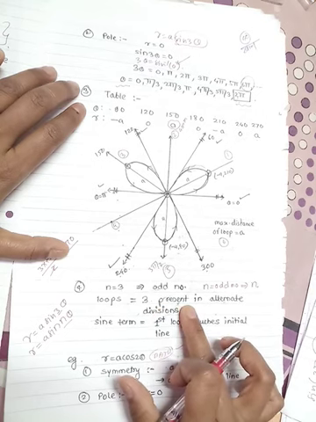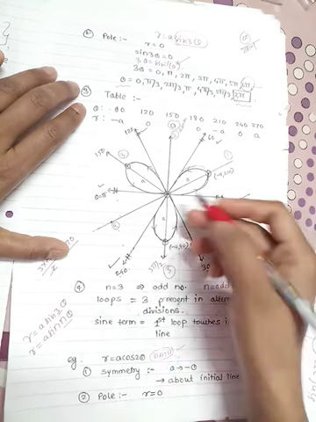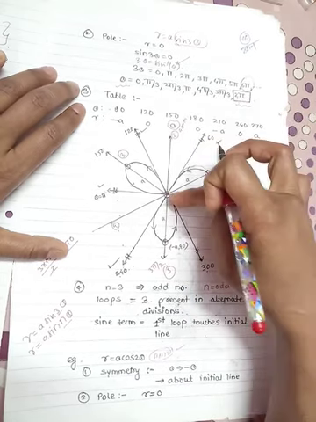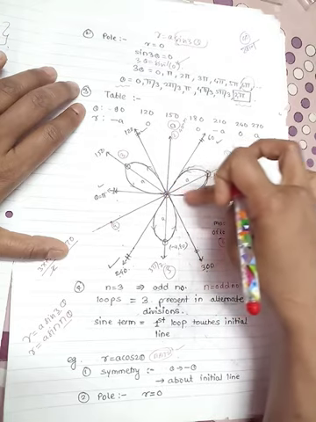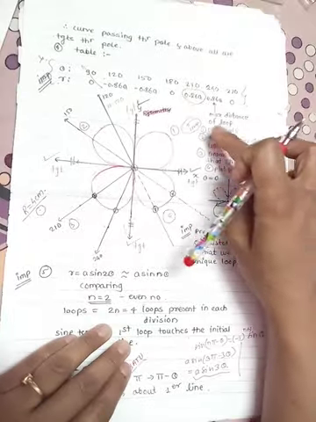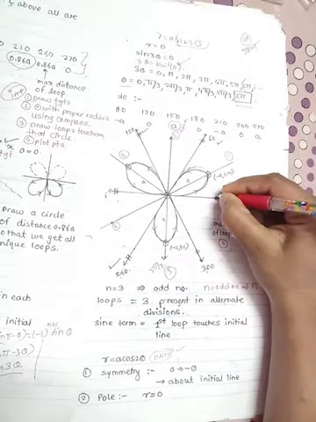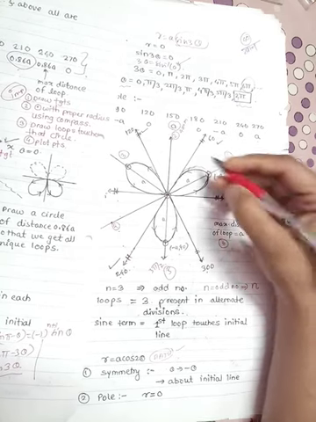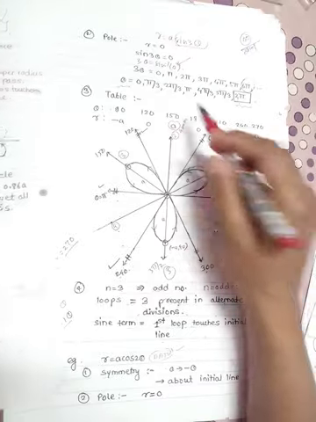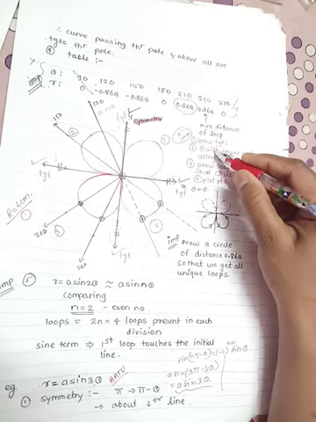Now there are 3 loops, and the first loop touches the initial line because the sine term is given. So in the first division we have to draw that first loop, which touches the initial line. So this is your first loop. Before drawing that loop, draw the tangents. These are your tangents, marked with double lines: tangent, tangent, tangent, tangent, tangent, tangent. Then by using the proper radius, draw the circle.